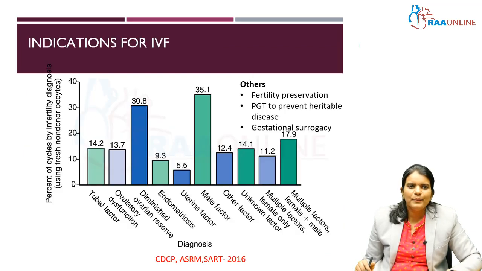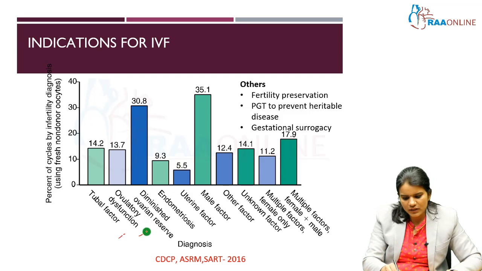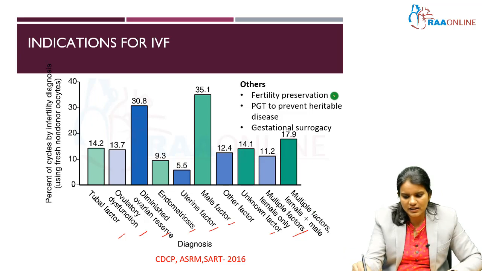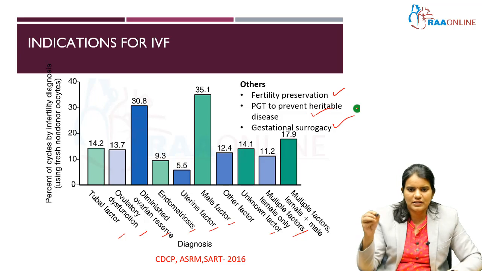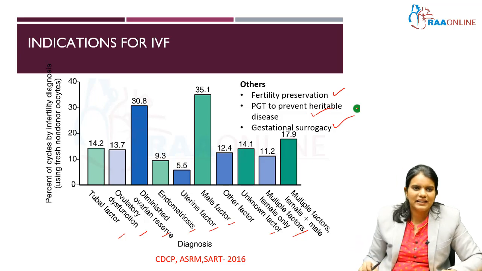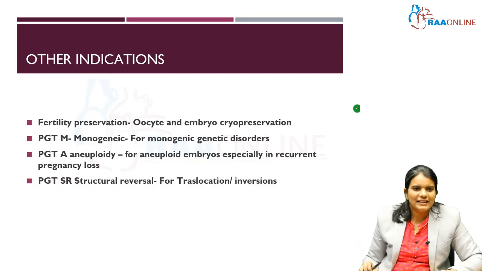Now, coming to the indications of ART, this was again a question. So just read the names. Tubal factor, ovulatory dysfunction, diminished ovarian reserve, endometriosis, some uterine factors, male factors, unknown factors, a combination of male and female factors. Other indications are fertility preservation, PGT to prevent heritable disease, and gestational surrogacy. So all these are the indications for ART. Fertility preservation will include oocyte and embryo cryopreservation.